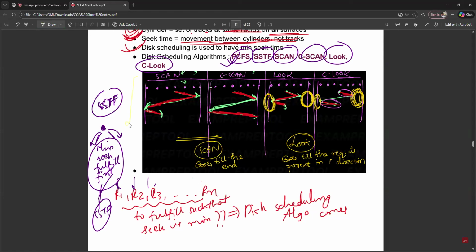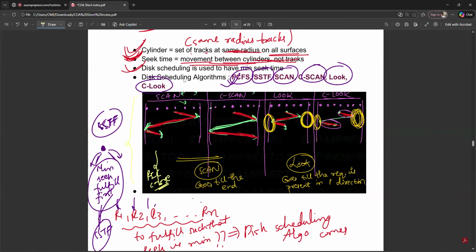This diagram I have taken from my IIC course. So what does SCAN do? Let's say your read head will be here. It goes to one end. This direction is the chosen end initially. So it goes till the end and fulfills each and every request. Then it goes in the other direction, fulfills the requests, and comes back, fulfilling requests.